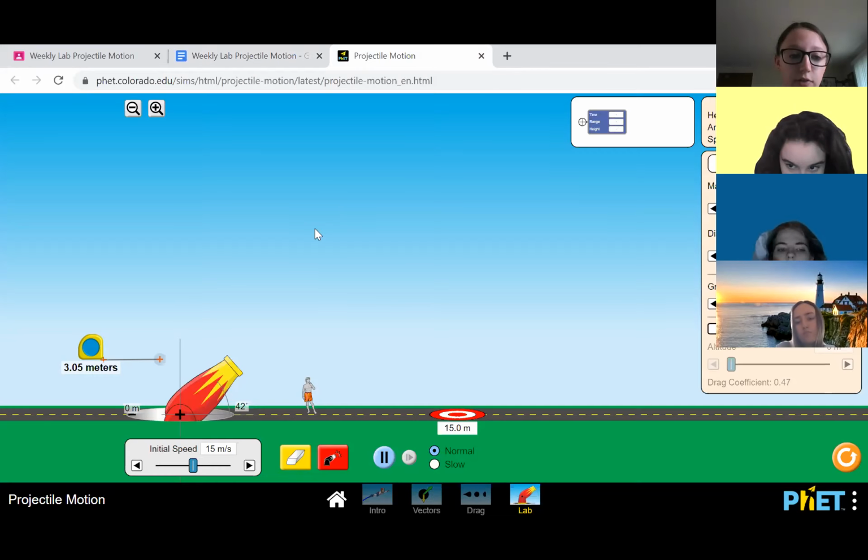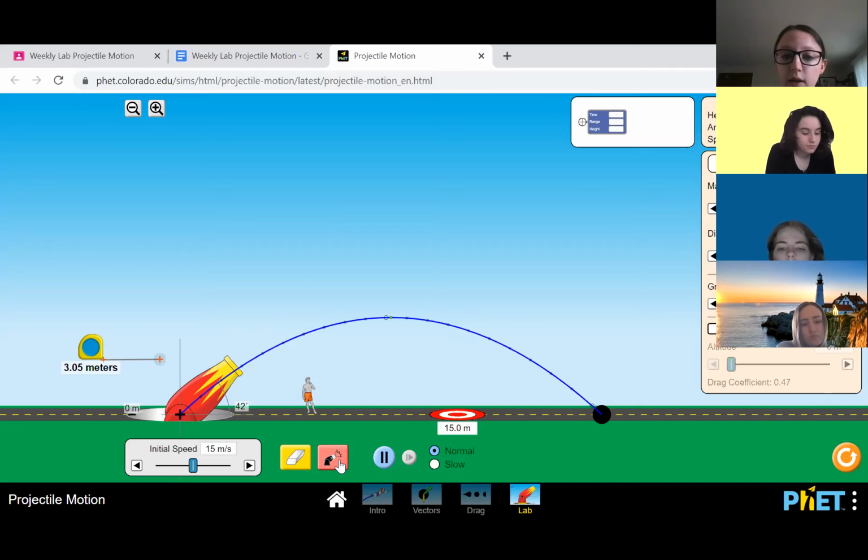Once you launch it, let's say I'm just going to keep it at 42 for now, you just hit this button down at the bottom, and that fires your cannonball. So notice some important information here.